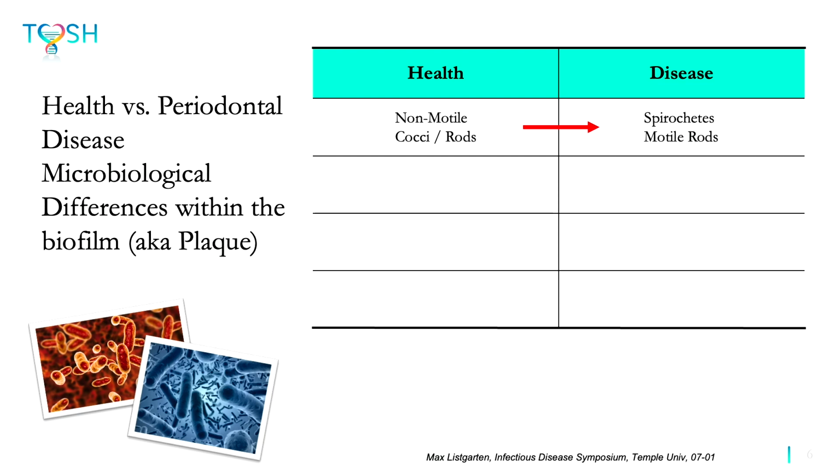What we know about the difference between health and disease is that in health, we're going to see non-motile cocci and rods. It's going to be kind of a boring looking slide, sometimes a still image. But once we go into unhealthy dysbiotic biofilms, we're going to see an uptick in spirochetes, gliding rods, even amoeba and trichomonas, from a gram-positive to a gram-negative environment, aerobic to anaerobic.